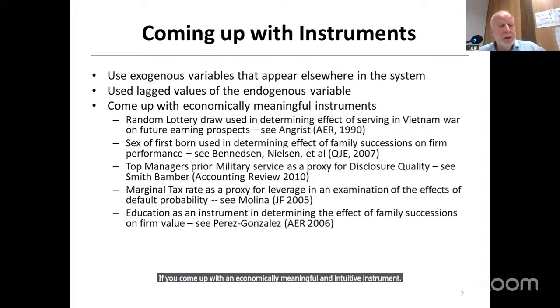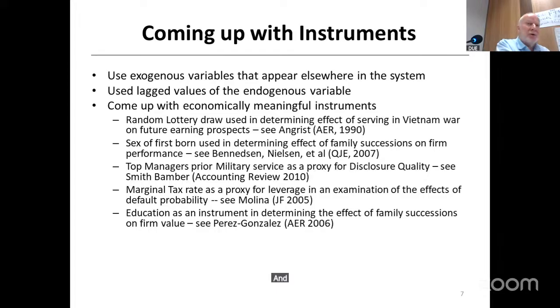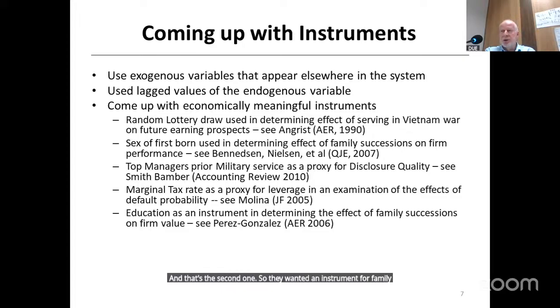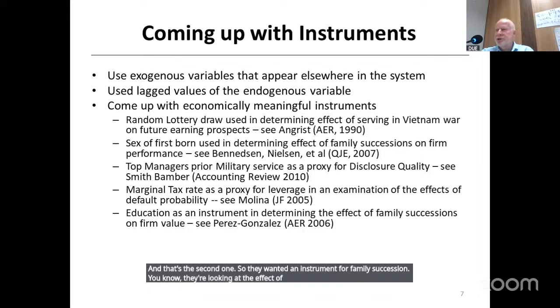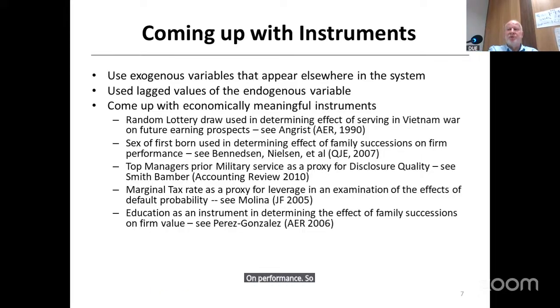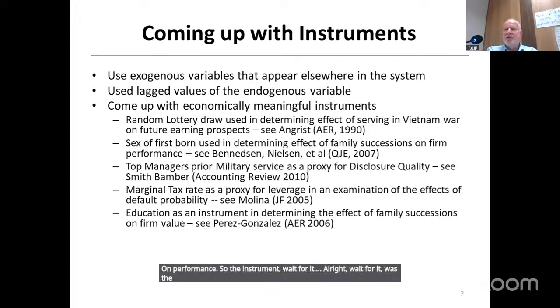And I scoured the literature and I could only find 5 of them. And there's only really one that I would hang my hat on, right? And that's the second one. So they wanted an instrument for family succession. They're looking at the effect of family succession on performance. So the instrument, wait for it, was the sex of the firstborn child of the founder. The sex of the firstborn child.